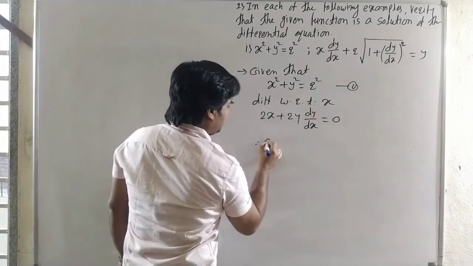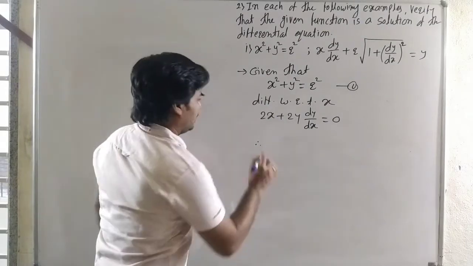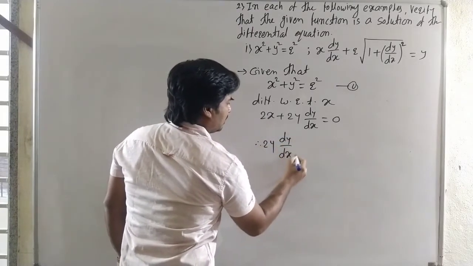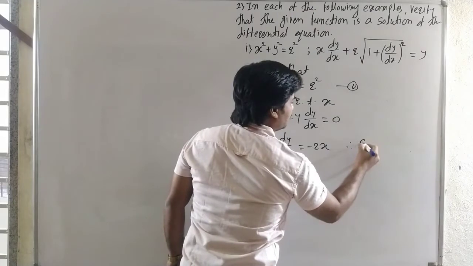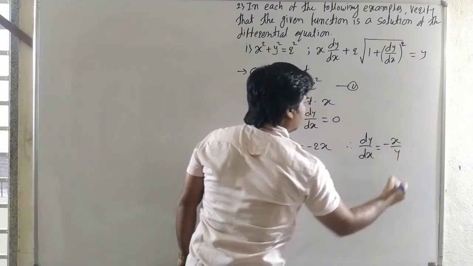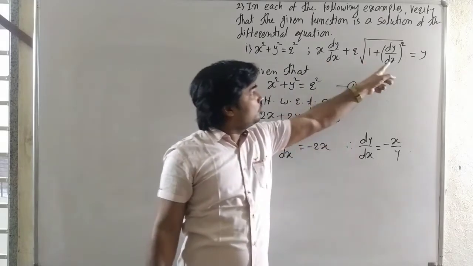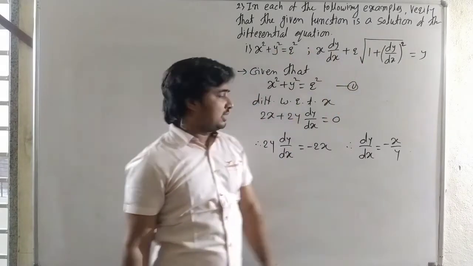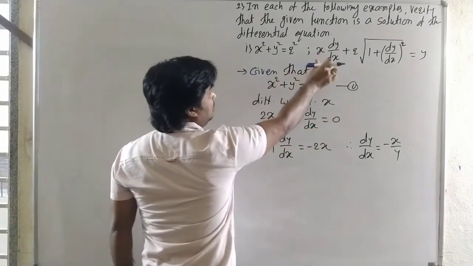Now we write this dy by dx. 2y dy by dx is equal to minus 2x, and therefore dy by dx is equal to minus x by y. The 2 gets cancelled and y goes to the denominator. When we differentiate, it is only a first order derivative dy by dx, and in the differential equation also dy by dx. Now we want to prove that this is a solution of the differential equation.